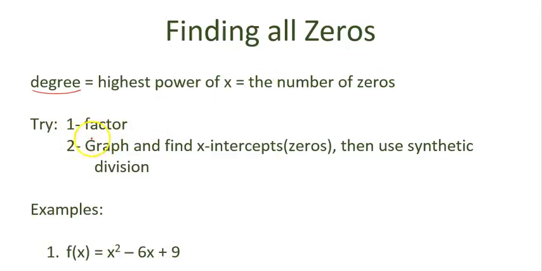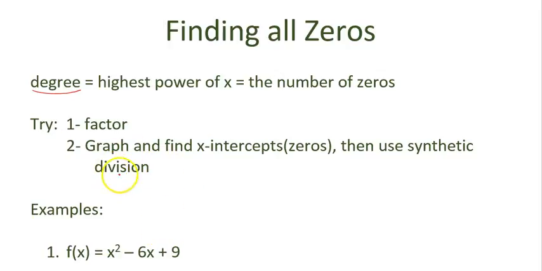What we're going to be trying is factoring, because factoring is usually the easiest step, and so if it factors, that's a good way to solve. If it doesn't factor, we're going to find it by graphing and finding x-intercepts. And then we're going to use synthetic division if we need to find any imaginary ones, and we may end up using the quadratic formula and things like that.